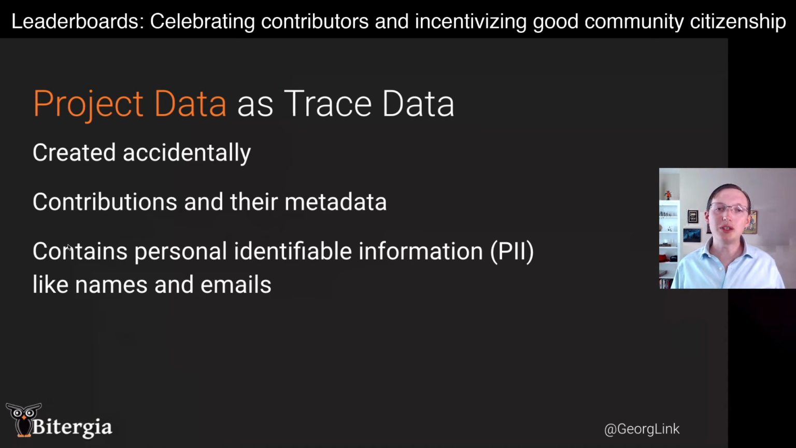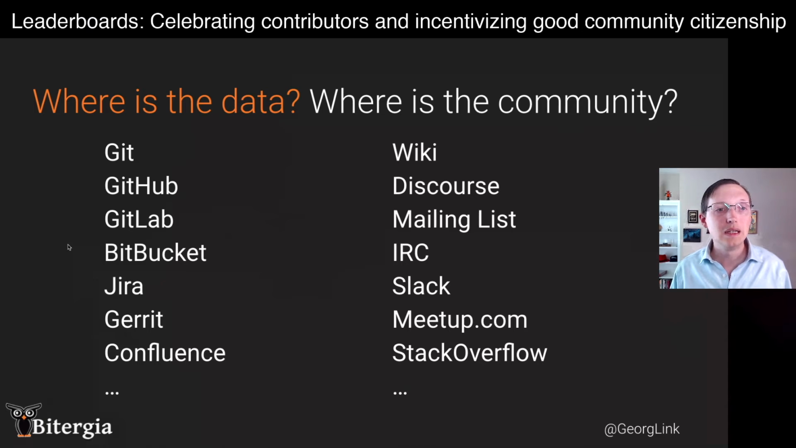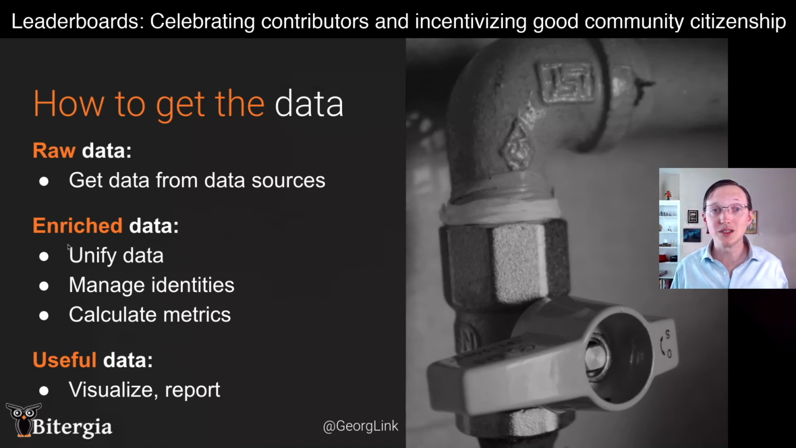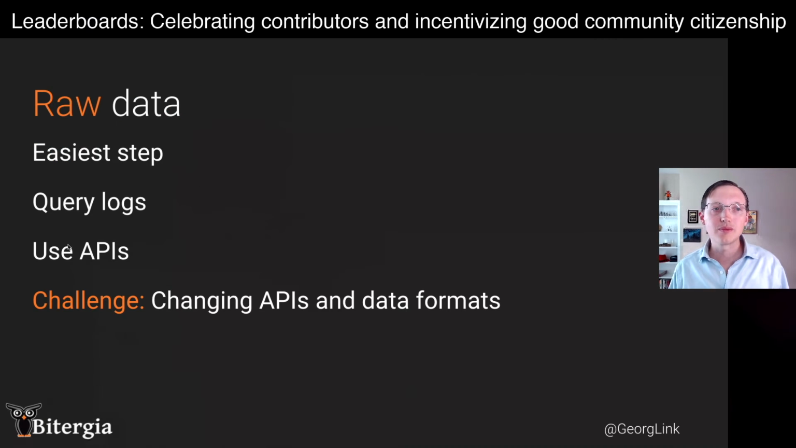Because we are transparent and we work in the open, there are accidentally created Git logs and mailing list archives that we can look at. Careful, it does contain names and emails, so beware of GDPR and other laws. Once we identify where the community is, we can find this data in the wikis, Discourse, GitHub, wherever we are active.